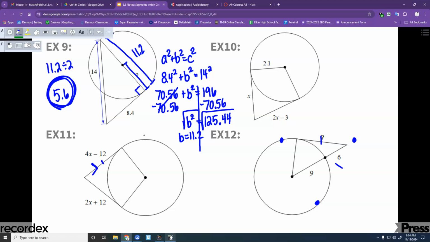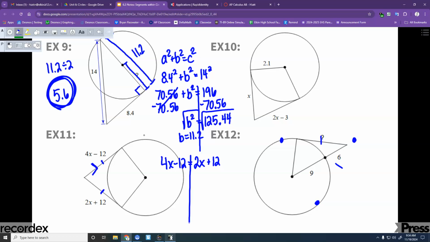Those two have to be equal to each other because they are both tangents, and that was just on our last slide, right? Tangents to the same circle have to be equal to each other if they're coming from the same point. So we just have to do 4x minus 12 equals 2x plus 12.